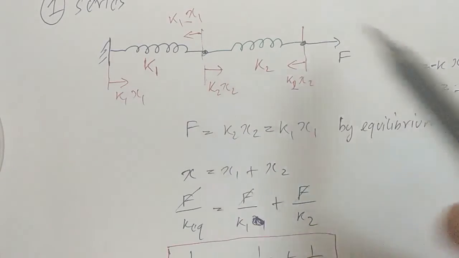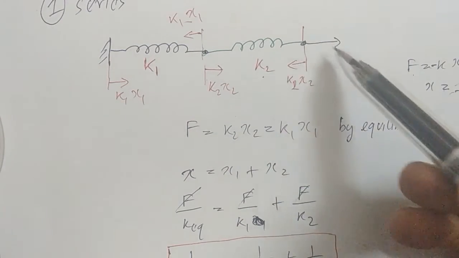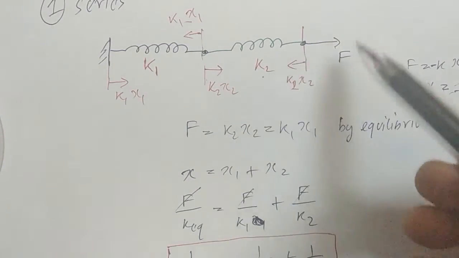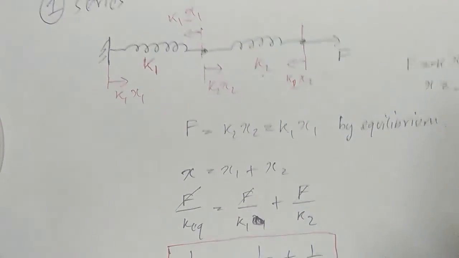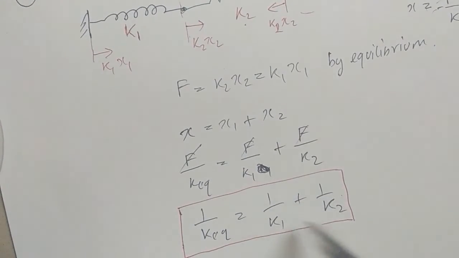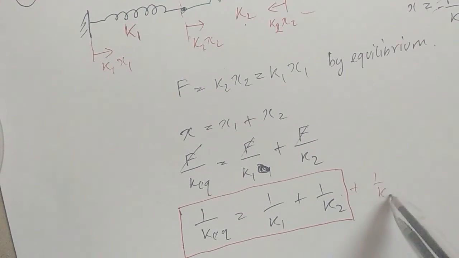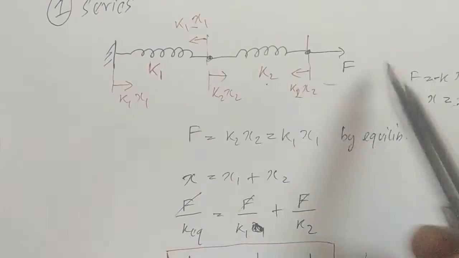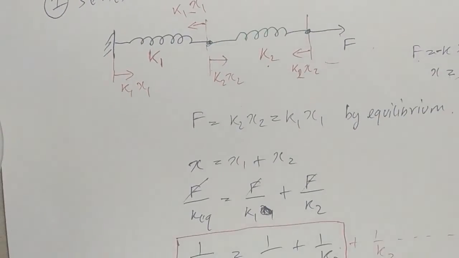If there are more springs, say for example there is another spring connected in series, that is K3, and many springs are there, then in this equation it will be added up, plus 1 by K3, like that. It will go up to any number of springs that are in series.